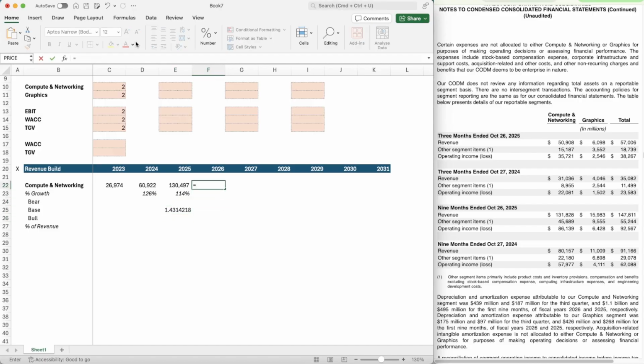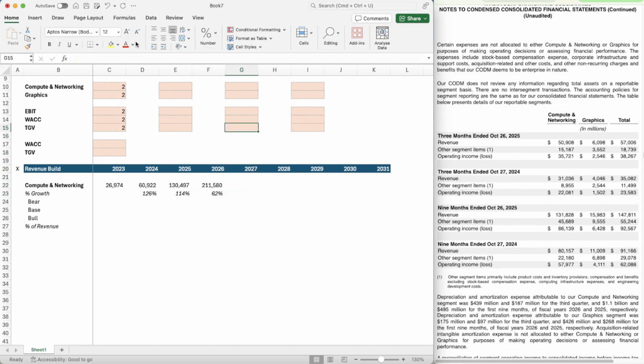We're going to take this 147,811 multiplied by 1.431428. So they should do more than 200 billion for this total year.